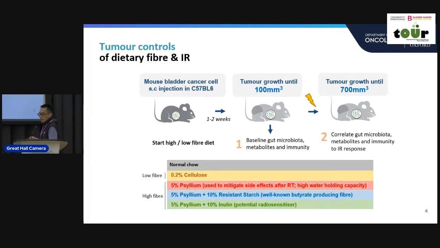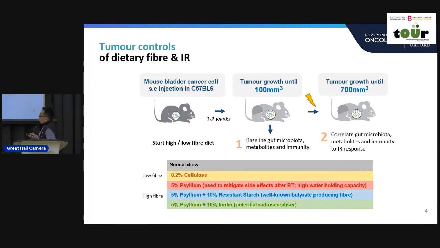Psyllium is a fibrogel used to mitigate the side effects for radiotherapy patients. It can increase the water content of feces, which may help facilitate bacterial fermentation. Then psyllium plus resistant starch, a well-known butyrate, short-chain fatty acid producing fiber. And psyllium plus inulin, a potential radiosensitizer found in the previous project.